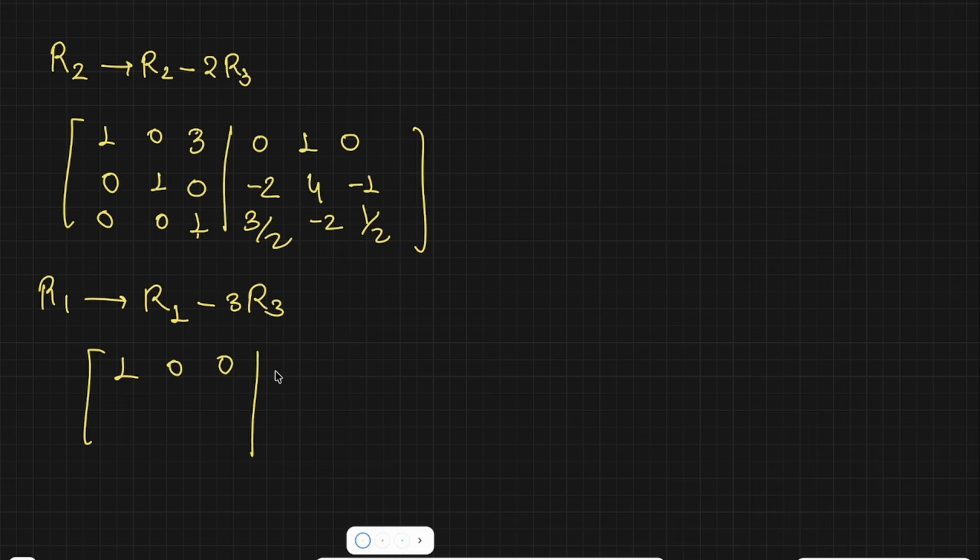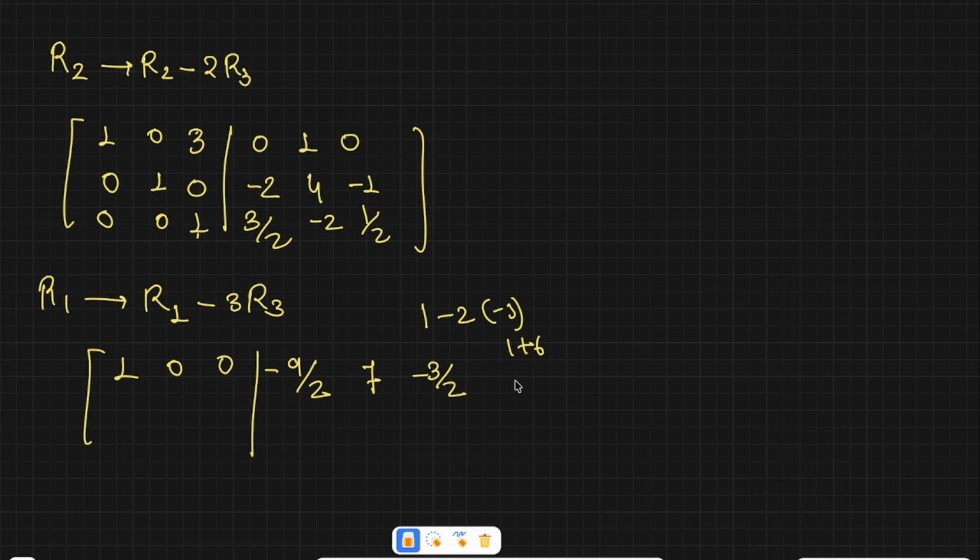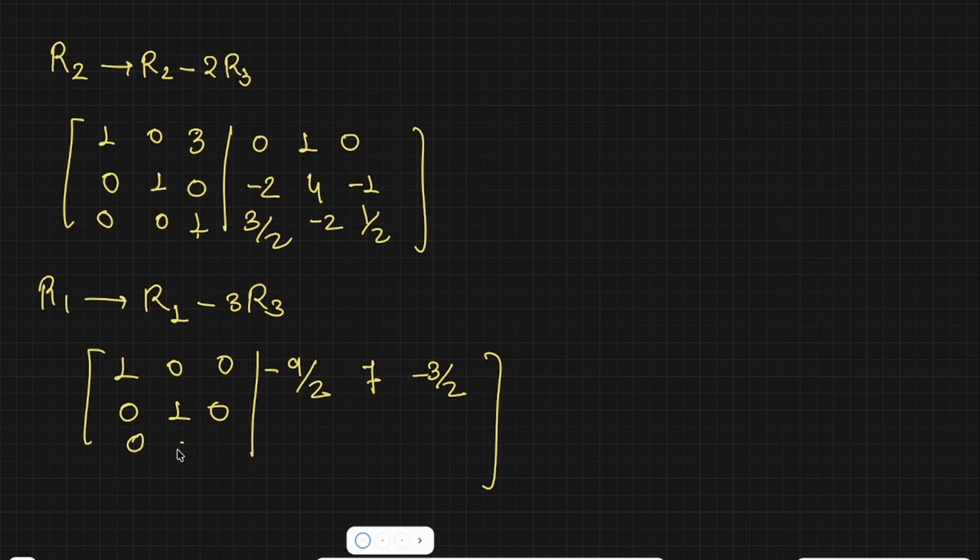Okay, then it will be 0 minus 9 by 2, so this will be minus 9 by 2, and this will be 1 minus 2 minus 3, 1 plus 6, this will be 7, this will be minus 3 by 2. Okay, again as it is 0 1 0 0 0 1 minus 2 4 minus 1 minus 3 by 2 minus 2 and 1 by 2.